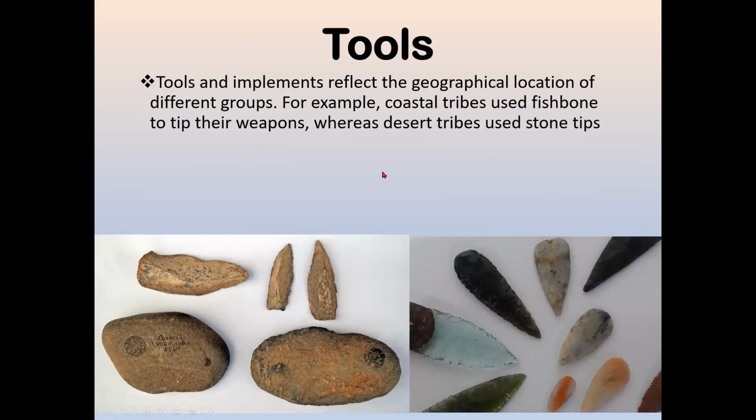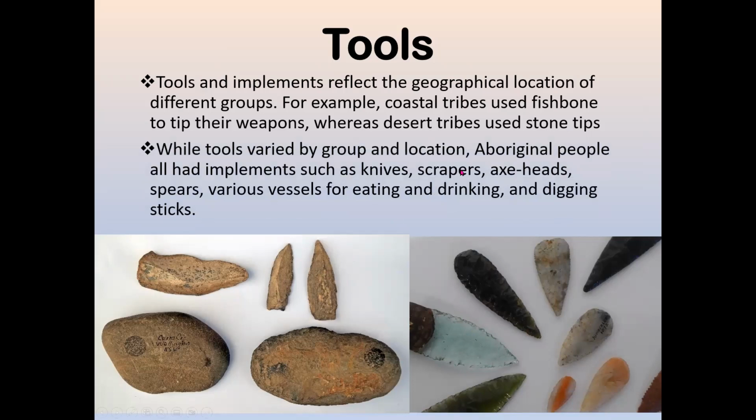Tools and implements reflect the geographic location because they made their tools out of whatever they could find. So these ones here, where you can see they're made of stone, and these were probably for throwing at people. I don't know, but you got these. They had some sort of gems, I suppose, and they were able to make either weapons out of them or cutting tools. You can see the edges on these.